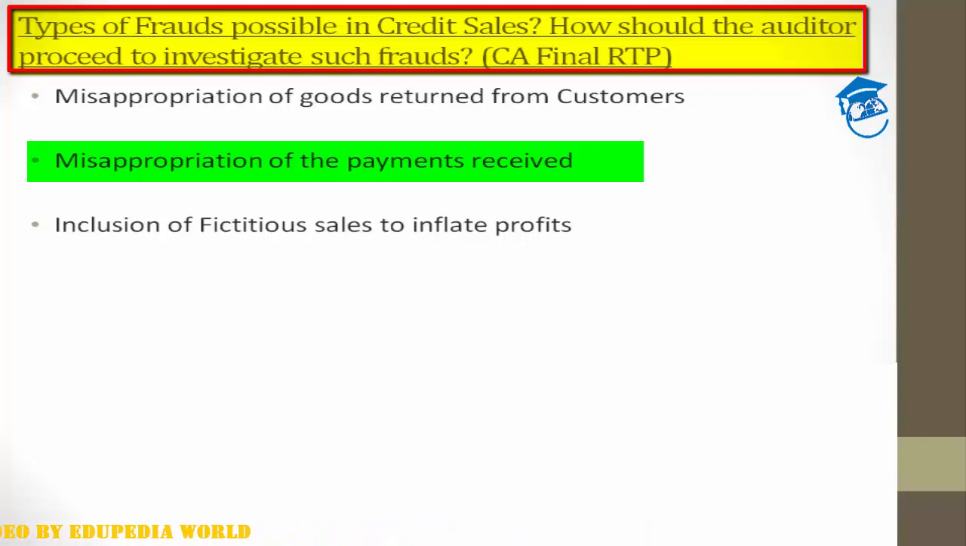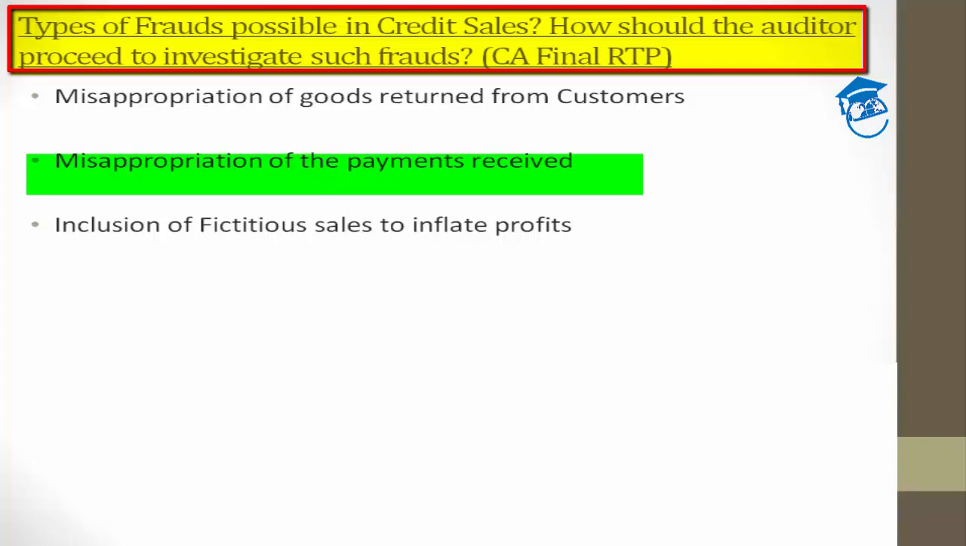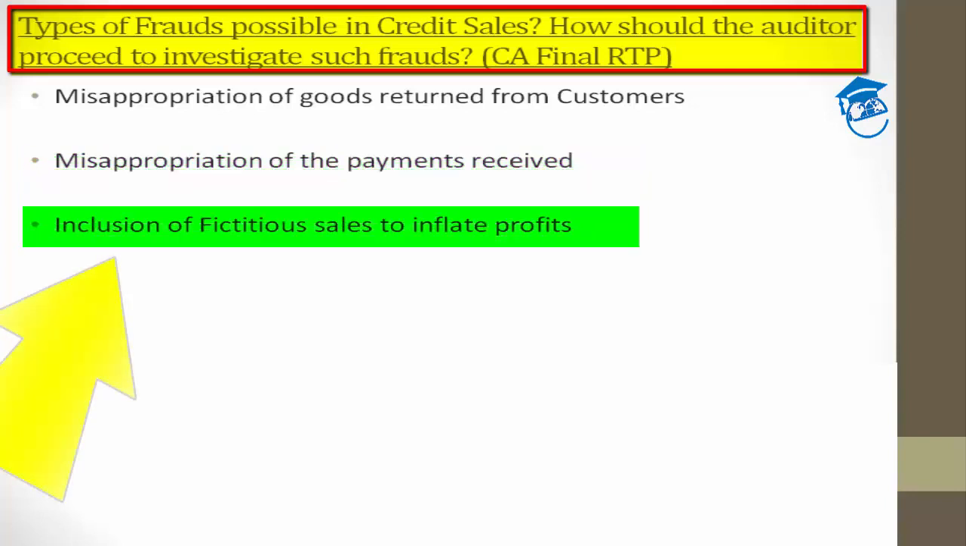And if suspicion does occur to you, you need to write to the customer concerned ascertaining the balance which remains unpaid and then compare it with your records, the records which you are auditing. This way you will be able to check out and investigate any misappropriation with respect to the payments received. And finally, inclusion of fictitious sales to inflate the profits.